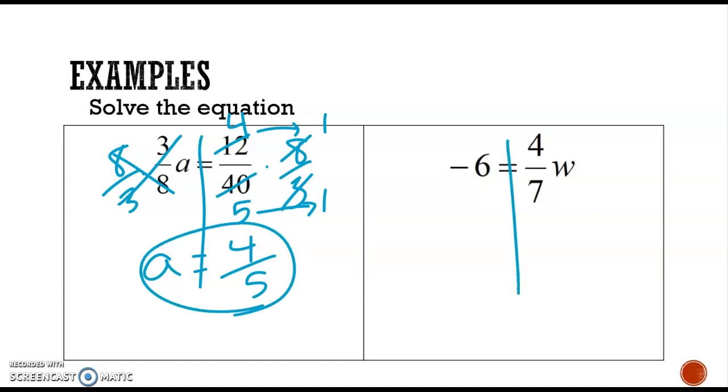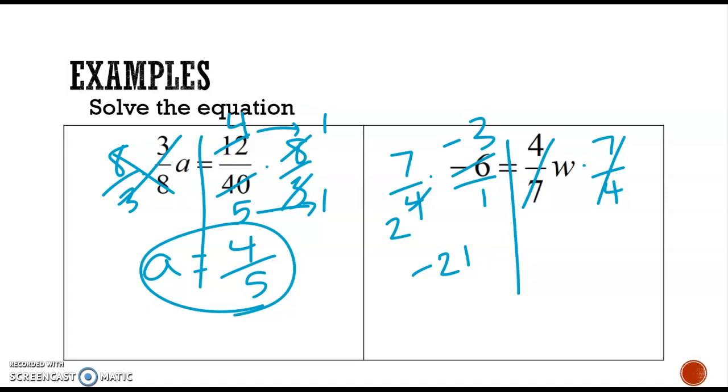Okay, next one. The -6, remember we can always put a 1 in the denominator. Since the 4/7 is next to the w, this is the one that we are taking the multiplicative inverse. So 4/7 flips over to 7/4, so times 7/4 on this side. Now 1 and 7, we can't make those any smaller, but the 4 and the -6 we can. We can divide those both by 2, so 4 becomes a 2, and -6 becomes a -3. So now when we multiply across, we have 7 times -3 is -21, and then 2 times 1 is 2.